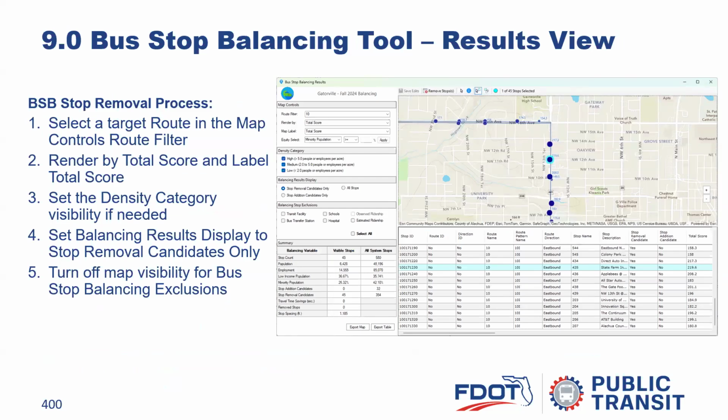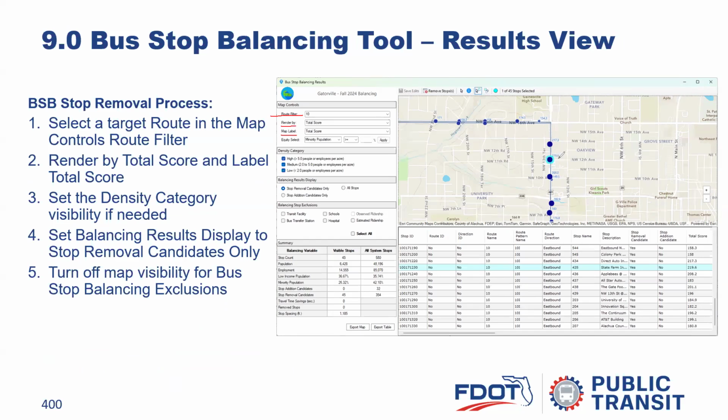So here's the high-level stop removal process where you would select a route. In this case, the example is Route 10. We are rendering by total score, and our label is total score. So you can see that these are very large in their rendering, which means that their score is high, but we also see their score as a label out beside it.